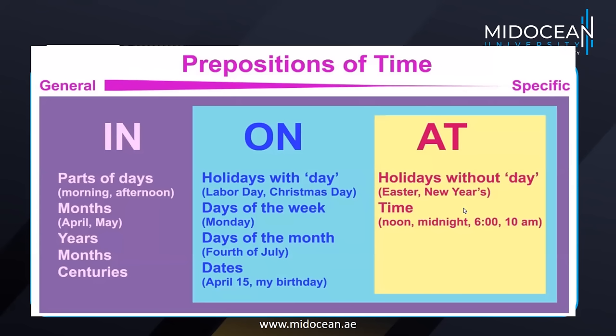Again, prepositions of time. The prepositions related to time are in, on, and at. So in we use with parts of the day, as we said: in the morning, in the afternoon, in the evening. Then we also use in with months. So I say I was born in April, in May, in June, in July. What else? With years. So I say, I traveled to London in 1992, in 2000, in 1988, and so on. So months and years both take in.